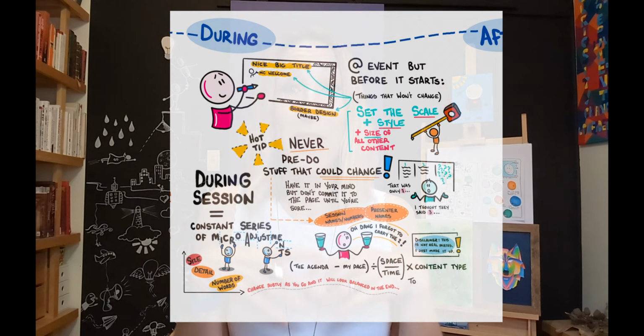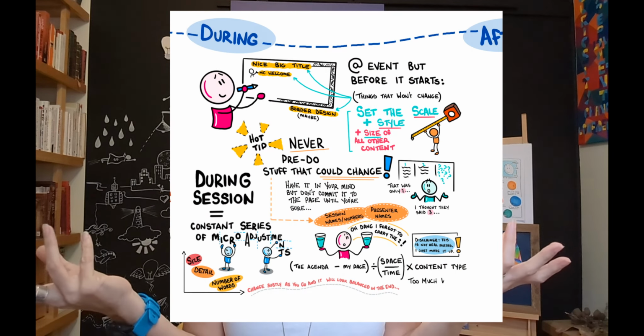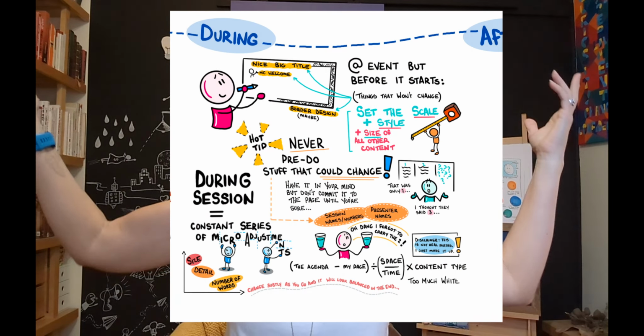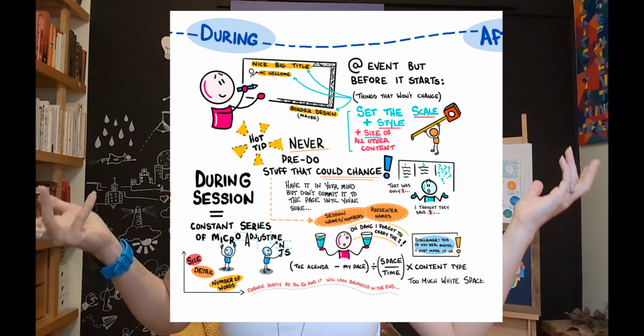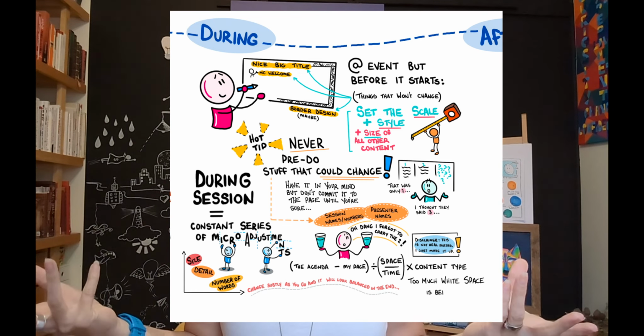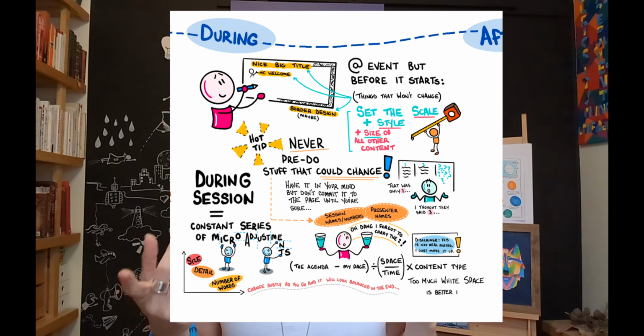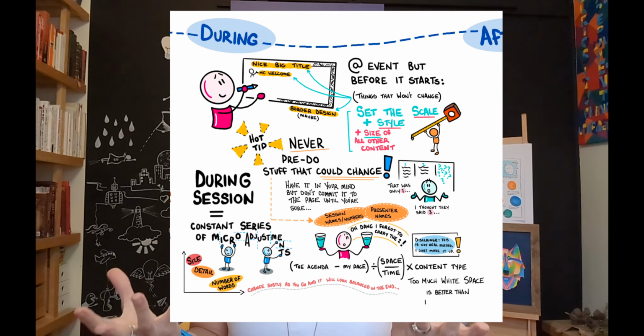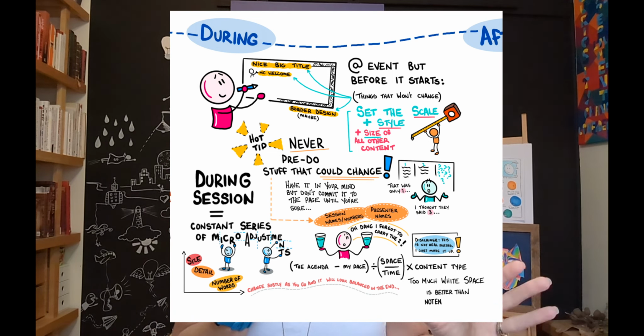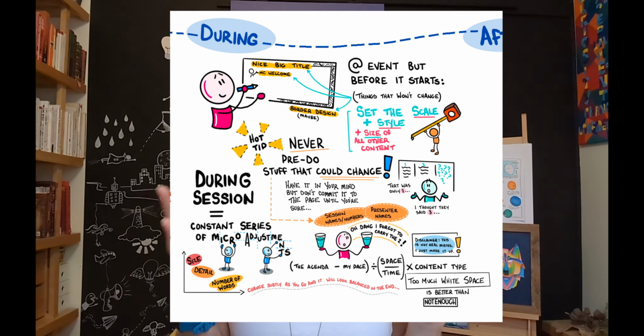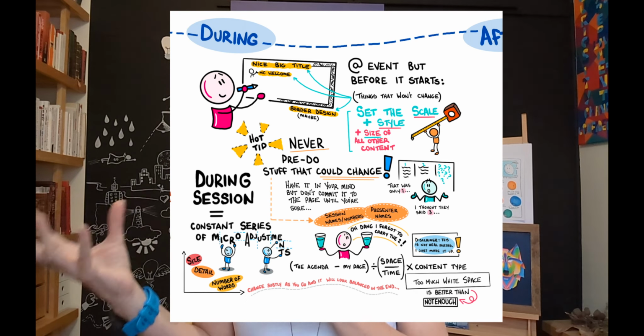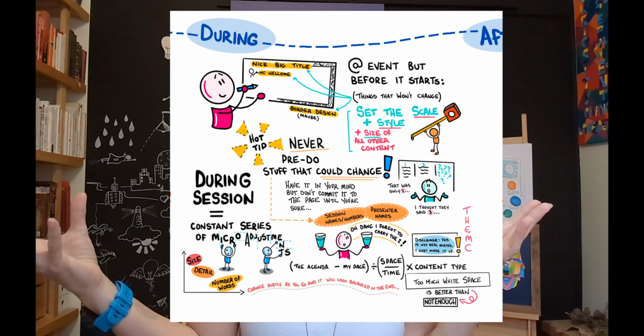So I always aim for too much white space rather than too much content, because if you run out of space and there's still a whole other session to go and your page is full and you have no more paper, that's a problem. Getting to the end and finding that there's still white space on your page, well, that is easier to address. That's easier to do something about. So I always err on the side of more white space.